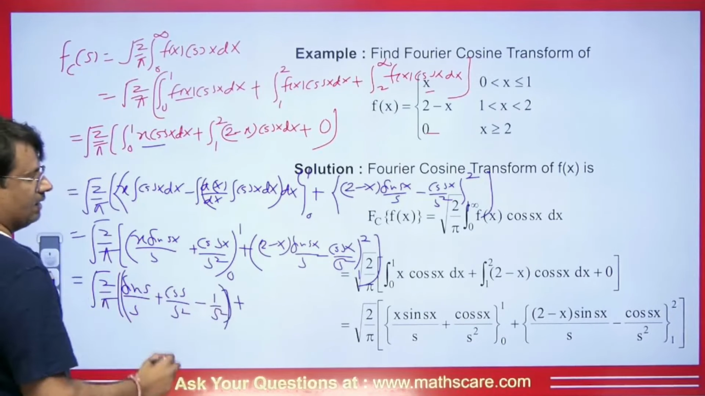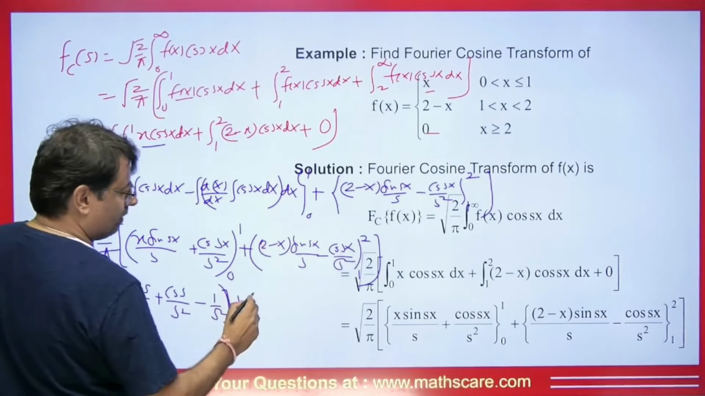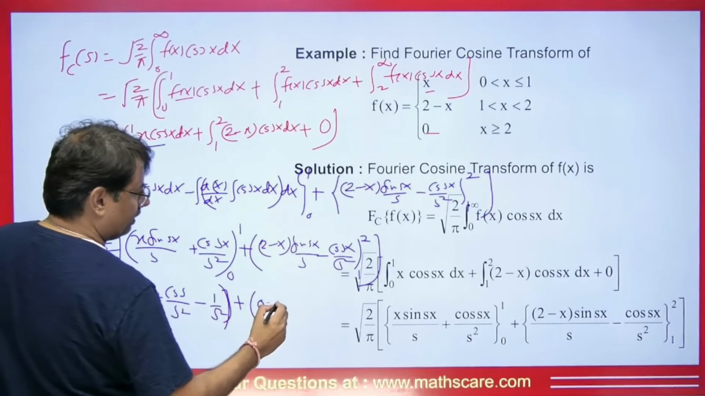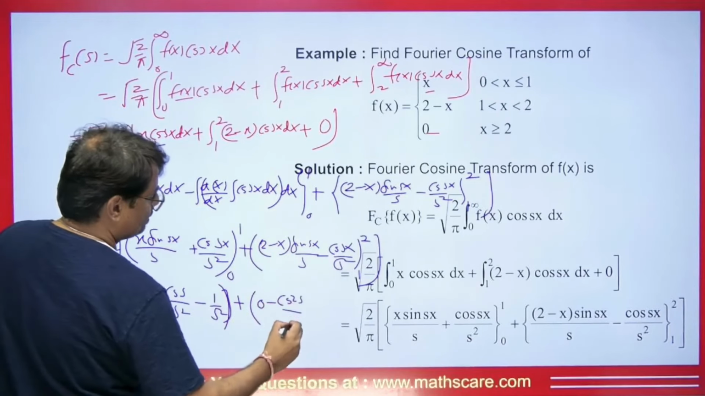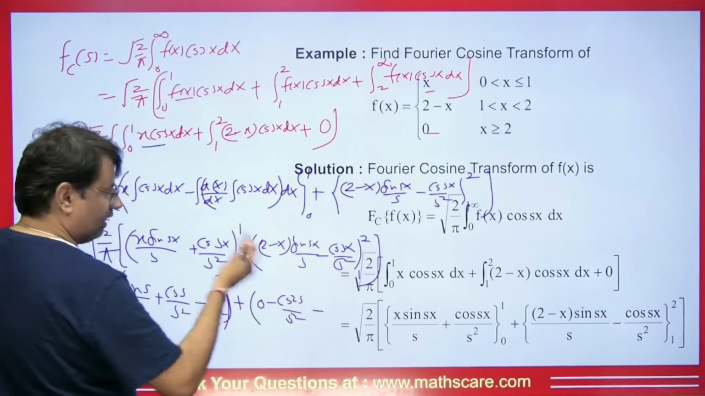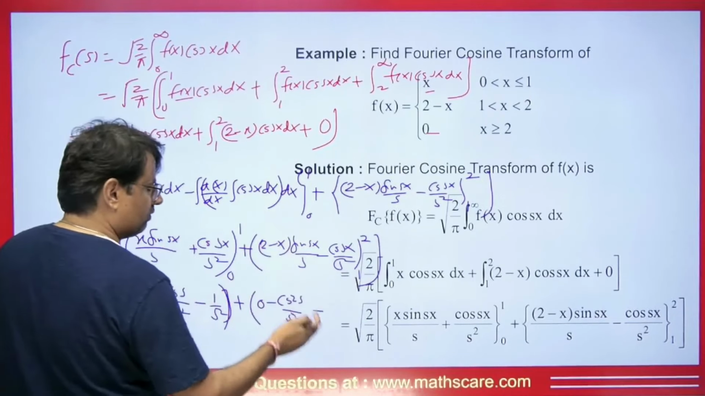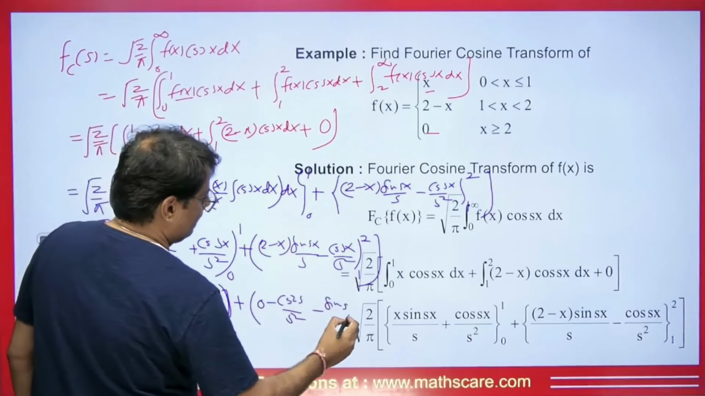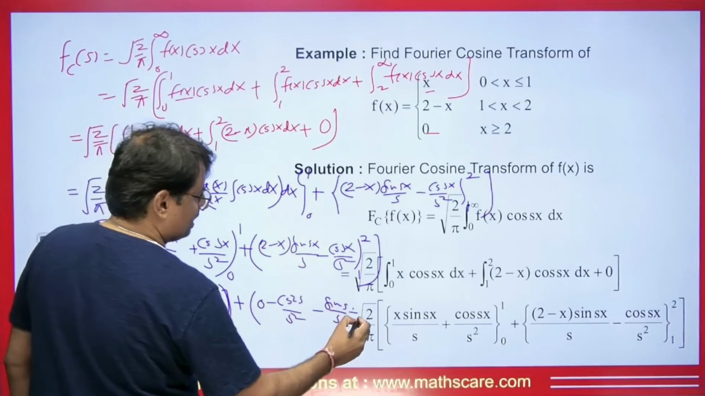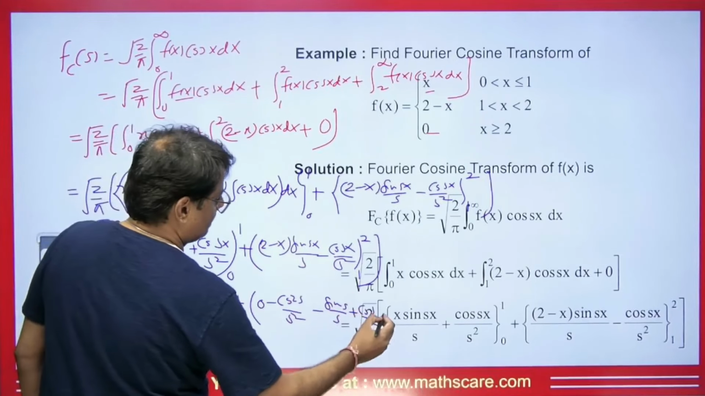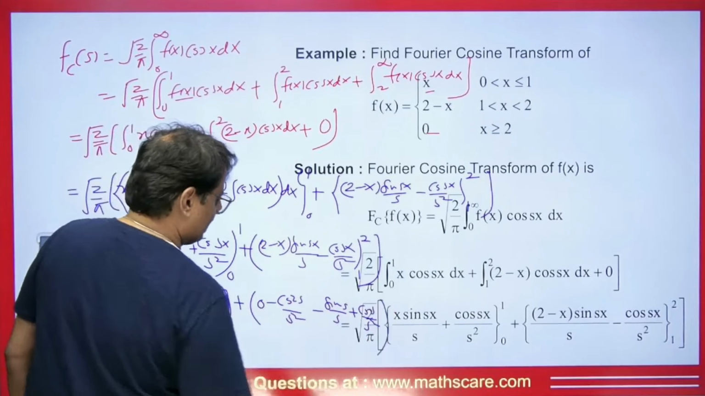Clear? Plus, if we place the limit here, then 2 minus 2 will be 0, right? And placing 2 here, we will be getting cos 2s divided by s square minus, and putting 1 here, it will be 2 minus 1, which is 1. So this will give us sine s upon s, and putting 1 here, this becomes plus cos s upon s square, right? So this way we get the value.